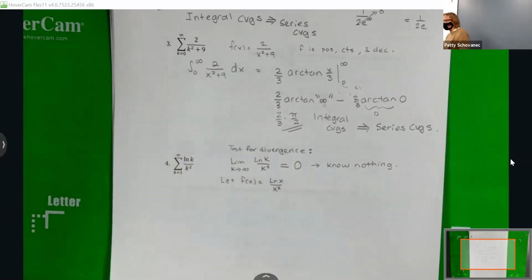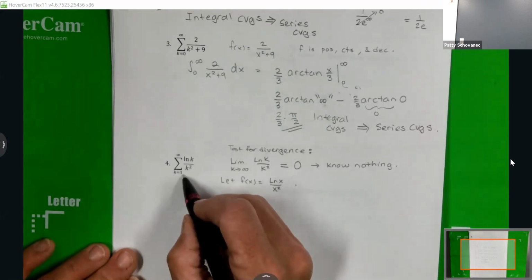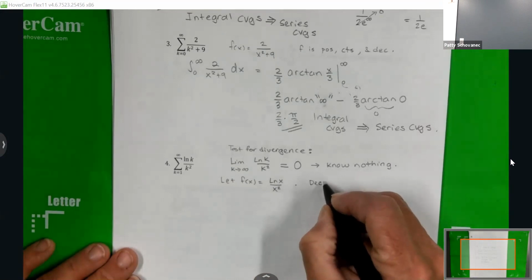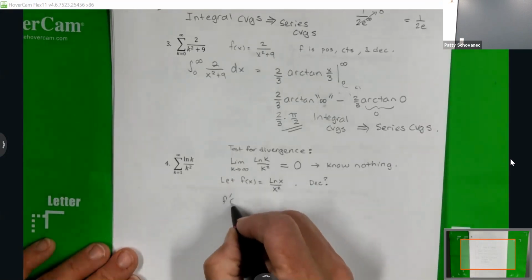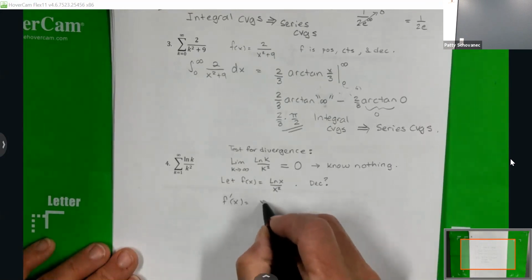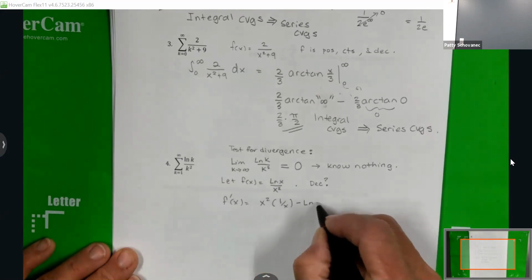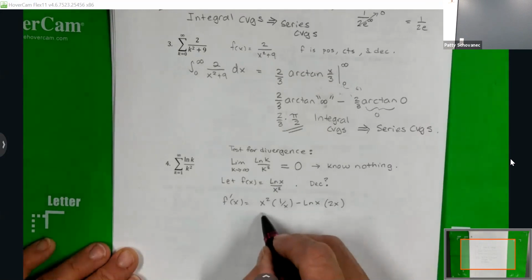We got to make sure it's a decreasing function. So again, I'm going to use the first derivative to show that it's decreasing. I know it's positive for k is 1 to infinity. Let's show it's decreasing. Let's take the derivative. The derivative is the bottom times the derivative of the top minus the top times the derivative of the bottom all over the bottom squared.